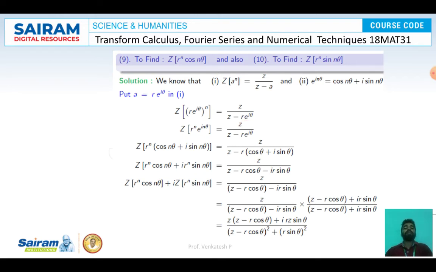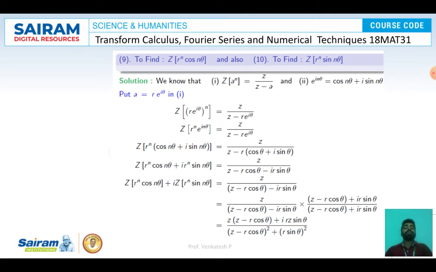So it will be equal to what? Z transform of r^n e^(i n theta) will be equal to z by z minus r e^(i theta). So this r^n I will keep as it is. Expanding e^(i n theta) as cos n theta plus i sin n theta, we got Z transform of r^n cos n theta plus i into r^n sin n theta, by taking r^n inside the bracket.